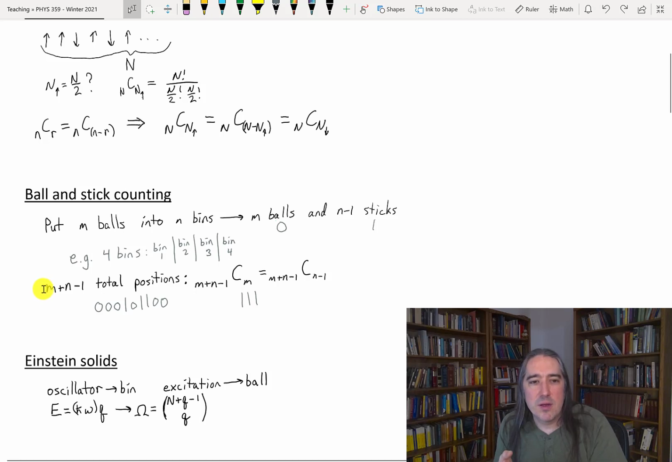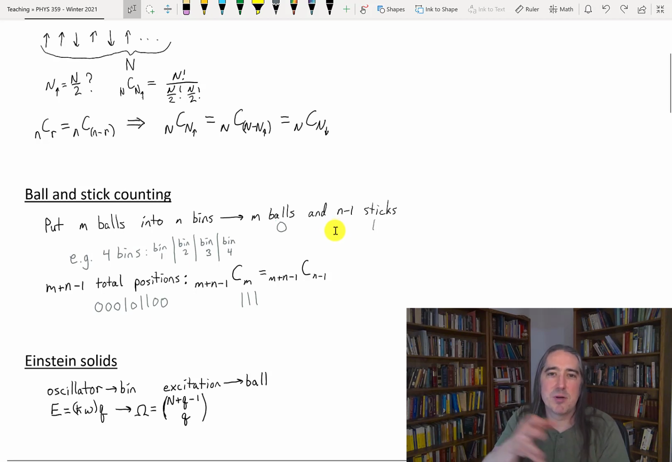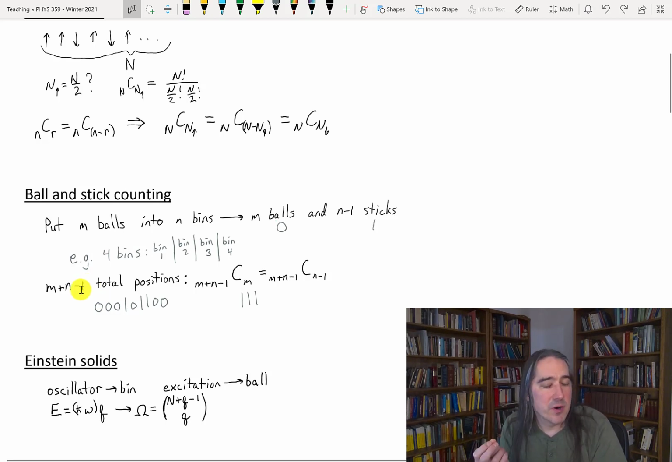So what I will do is lay out a total of m plus n-1, right? So my total number of things, balls and sticks. And then I'm just going to choose where I put the sticks or where I put the balls, because that's symmetric, just like we talked about up here for the paramagnet. So of my m plus n-1 total positions, I'm going to choose m of them. I'm going to choose where I put the balls.